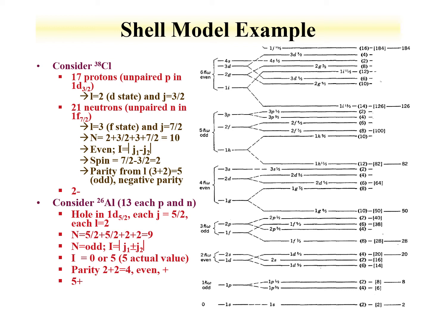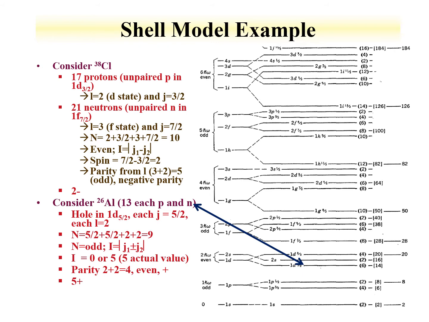If we consider another example of aluminum-26, this is a nucleus with 13 protons and 13 neutrons. So this 1D 5/2 would be filled to 14, so there's a hole, there's one less, there's one missing spot for each the proton and neutron shell. So each unpaired particle has the spin of 5/2 and an orbital angular momentum of D of 2. So the Nordheim number is 5/2 plus 5/2 plus 2 plus 2. That's equal to 9. That's an odd value.